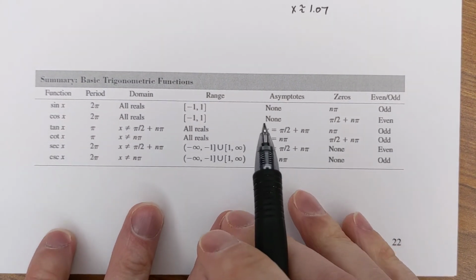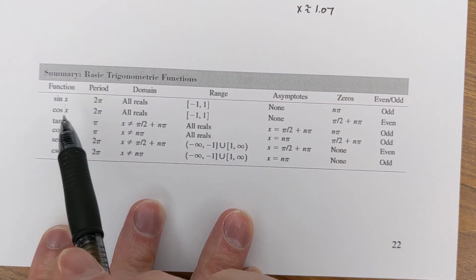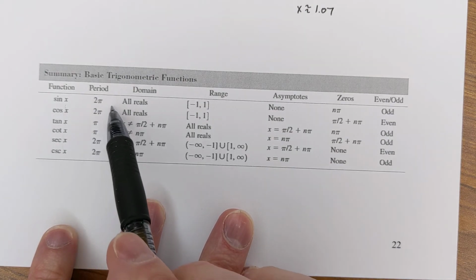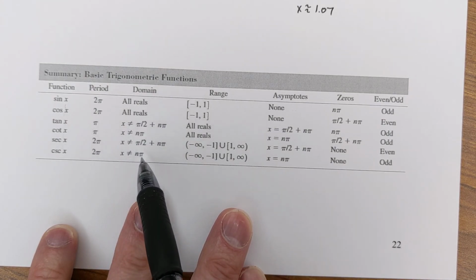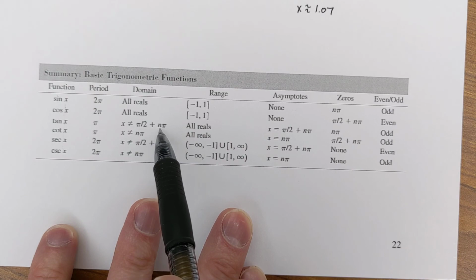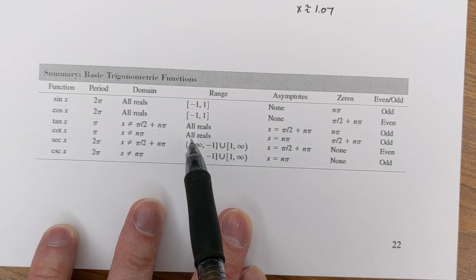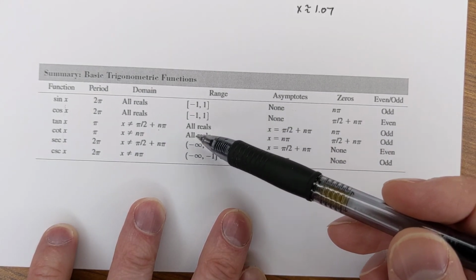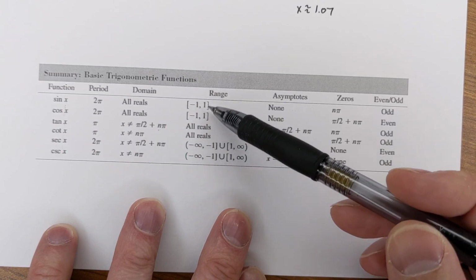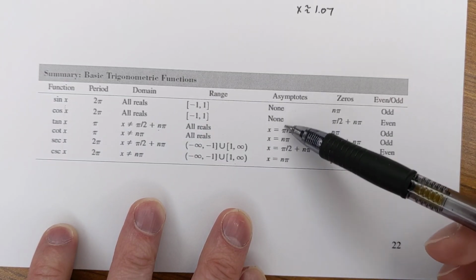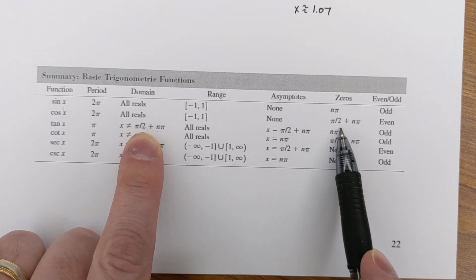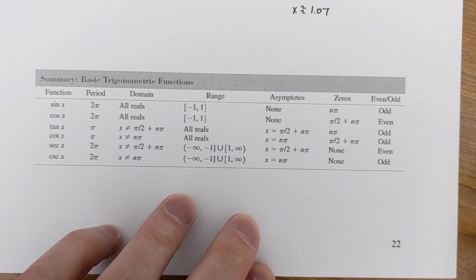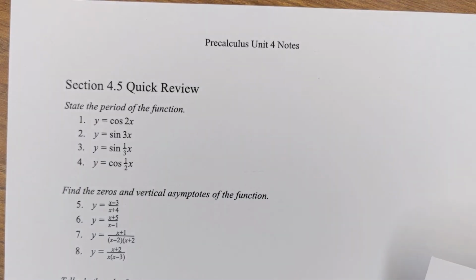Down here, we've got a summary. The 6 trig functions: sine, cosine, tangent, cotangent, secant, cosecant. The periods, how long it takes to repeat a full cycle, and the domains. Here they wrote it a little bit differently, with pi and pi, all reals, where n is a number. Your ranges, we talked about those. Asymptotes, if you have them. If you notice, the asymptotes are where the values are not in the range. Your zeros, which is where it passes the axis, and whether the function is even or odd. So that does bring us to the end of the section.